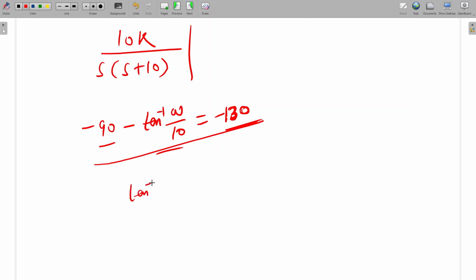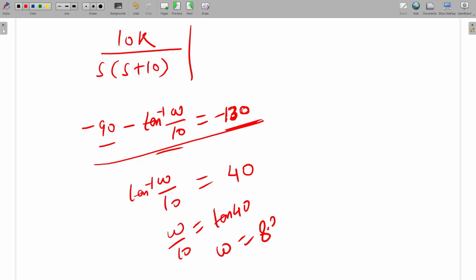So tan inverse omega by 10 is equal to how much? 130 minus 90, how much? It will be minus 40, all the minus signs cancel, so it will be 40. So omega by 10 is equal to tan 40, and omega will be equal to 10 into tan 40, which is 8.390. Okay, so at this value, our magnitude should be equal to 1.